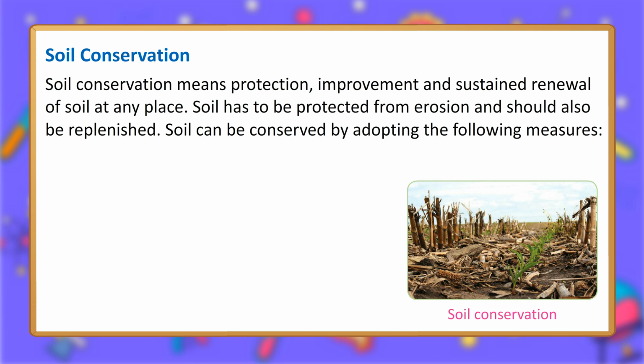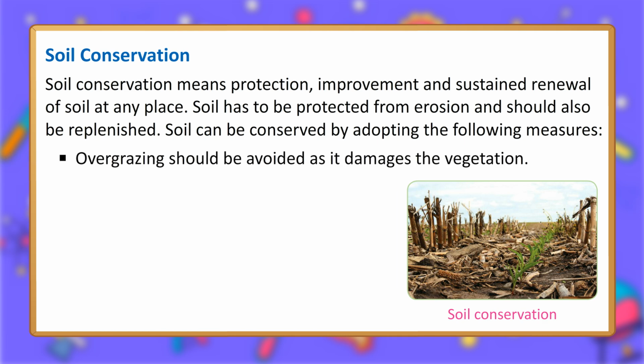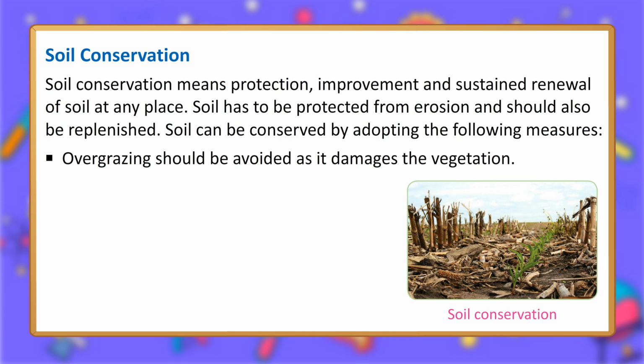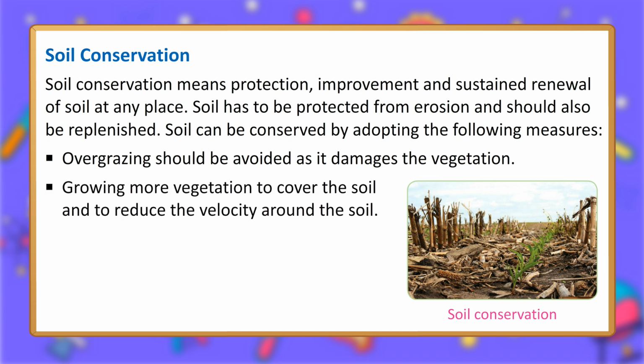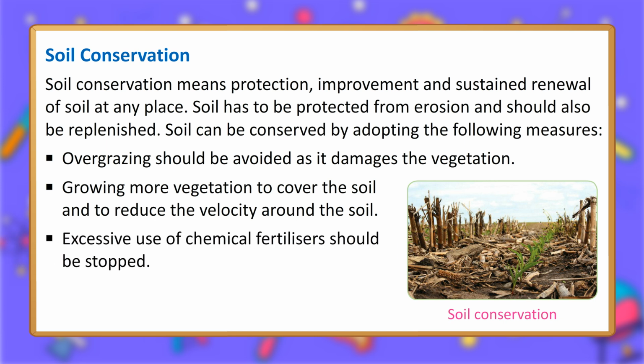Soil erosion. Soil conservation. Soil conservation means protection, improvement and sustained renewal of soil at any place. Soil has to be protected from erosion and should also be replenished. Soil can be conserved by adopting the following measures. Overgrazing should be avoided as it damages the vegetation. Growing more vegetation to cover the soil and to reduce the velocity of wind around the soil.